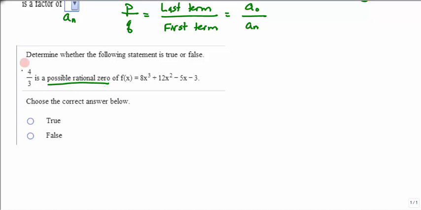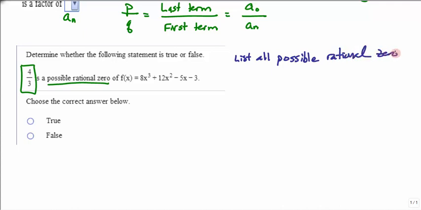Okay, well, let's not worry about this number right now. Let's go ahead and list all possible rational zeros, because a lot of problems you have to actually list them all. Okay, so remember, these are ordered 3, 2, 1, constant. So it's always the last divided by the first. Okay, so the last is a 3.